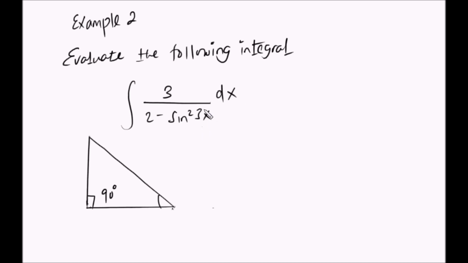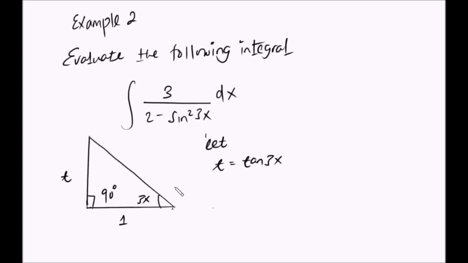Instead of 2x here we have 3x. So here now we're going to let t be what? Tan of 3x. So what does it mean? It means this: tan of 3x here, you can see it's just going to be t over 1, which is t.